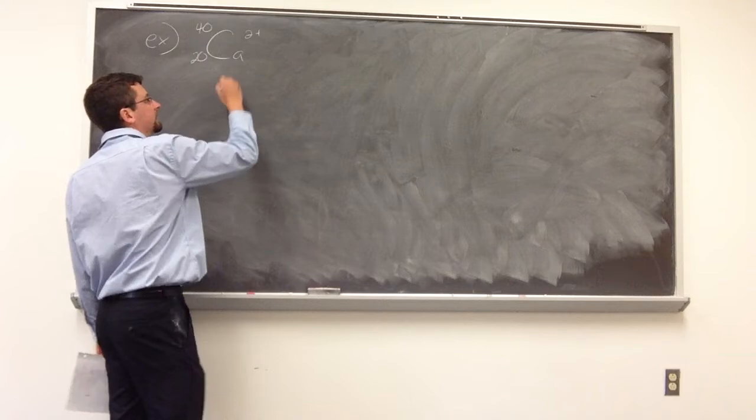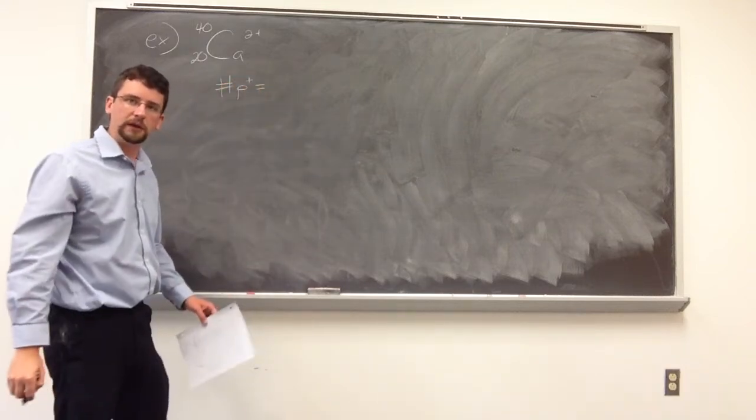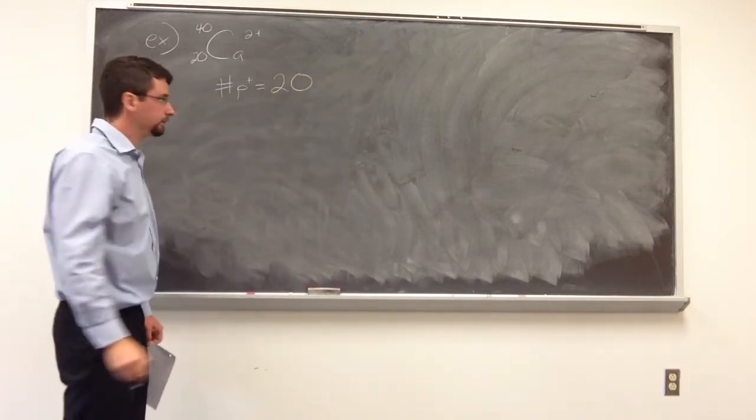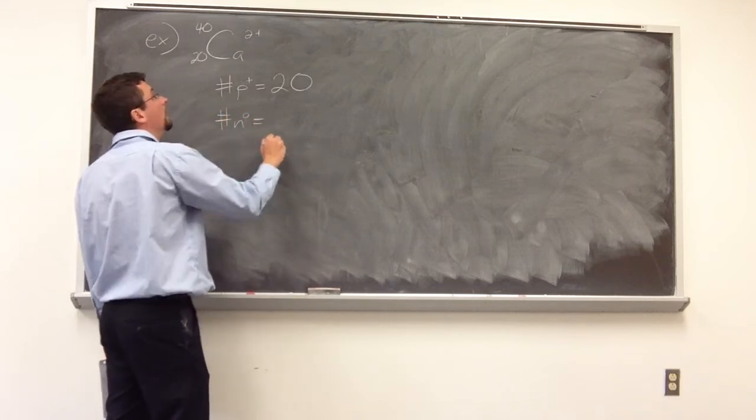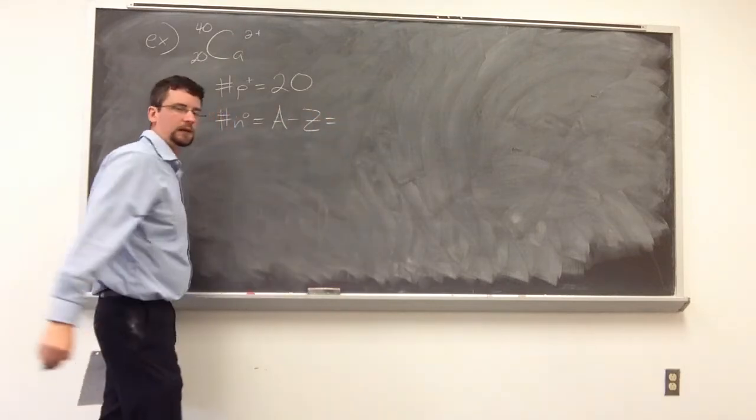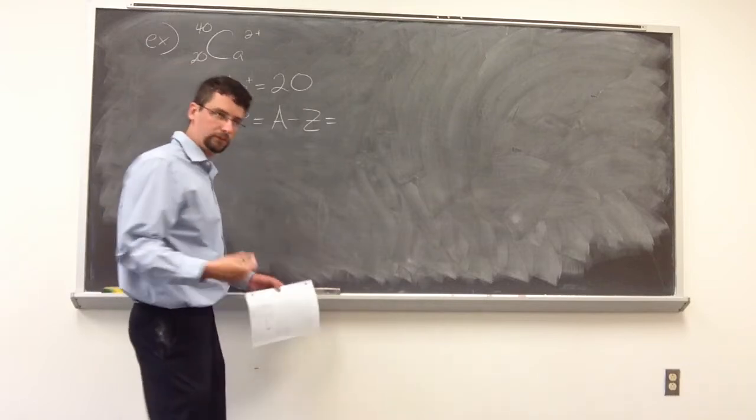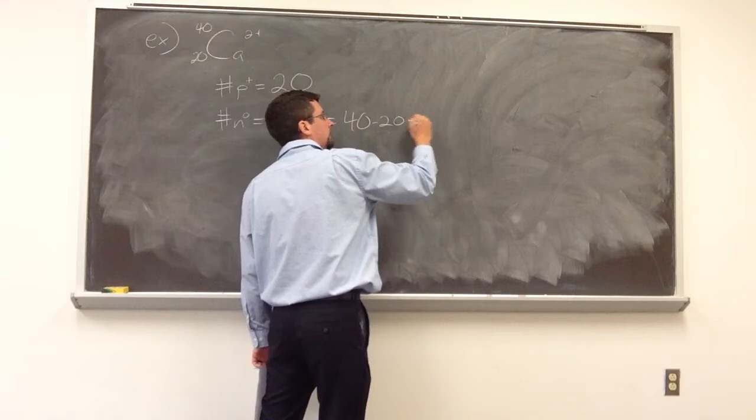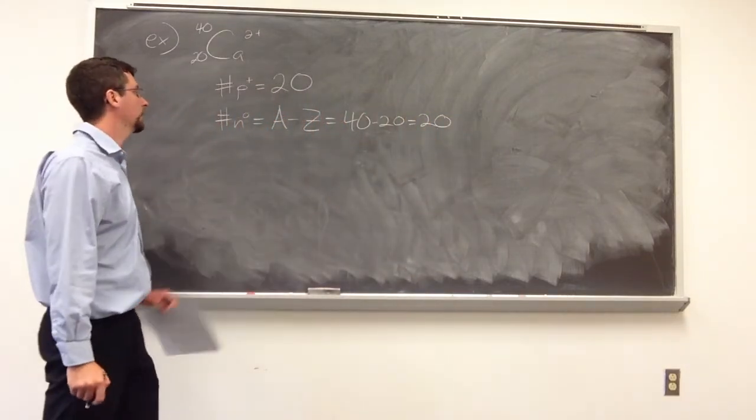Again, number of protons is simple. All we have to do is look at that atomic number, which is 20. We have our protons. Number of neutrons, that's going to be equal to our mass number minus our atomic number, because those are the only two particles that contribute to the mass for the most part. So we'd have 40 minus 20, and then back up at 20. Again, coincidence that it works out this way.